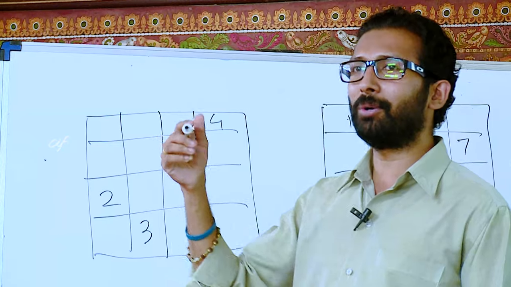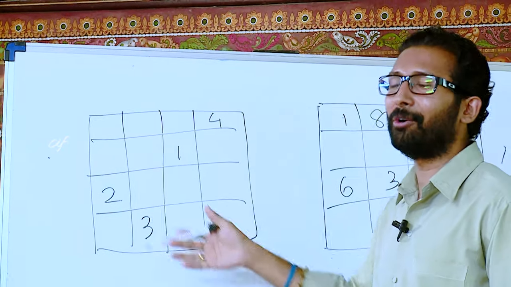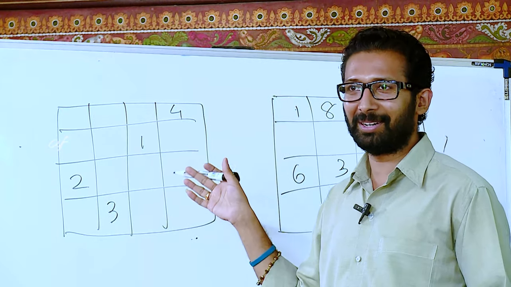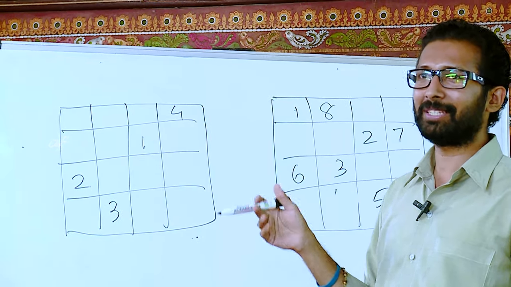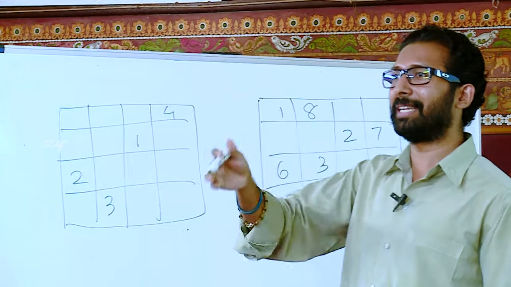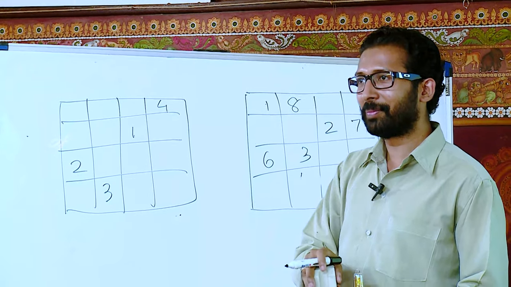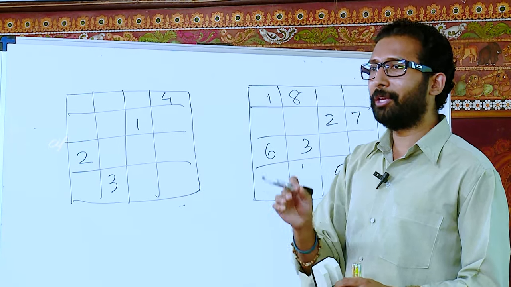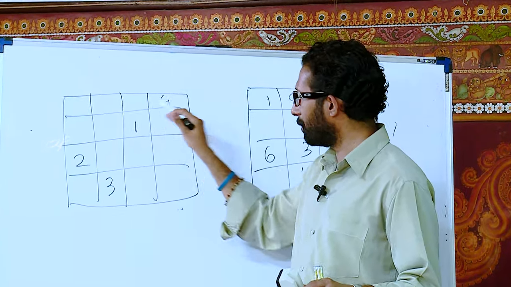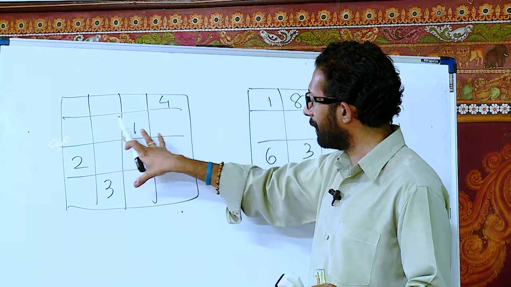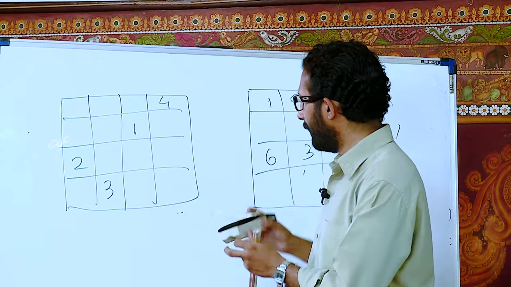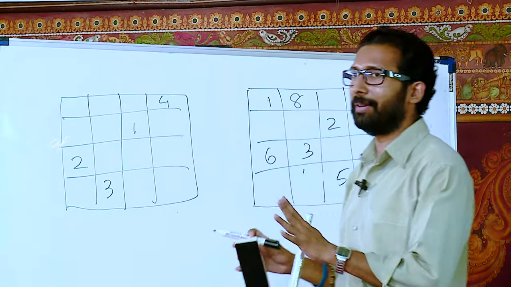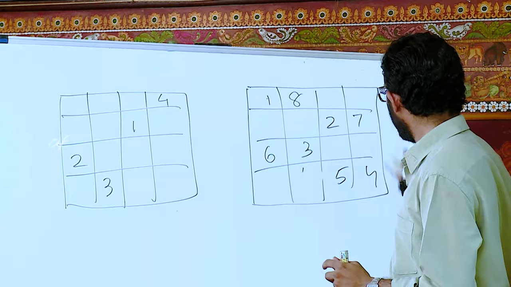So how will we find out how many unique pan-diagonal magic squares are possible, without actually listing down all the things? How many unique pan-diagonal magic squares are possible using the first method and this method, and how will we find out? For that we will have to think a bit differently, but I just leave it up to you. Give it a thought.